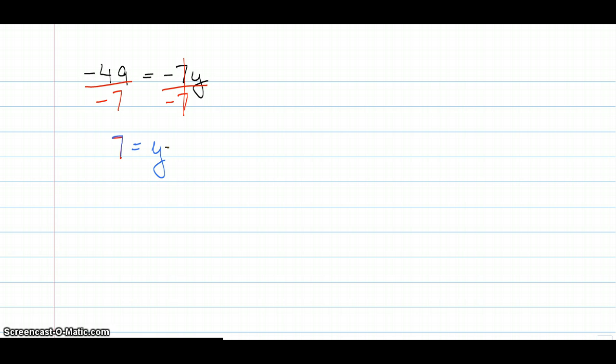Now when I check it, I have my original equation as negative 49 is equal to negative 7y. I'm going to plug 7 in. So I have negative 49 is equal to negative 7 times 7. So negative 49 is equal to negative 49.